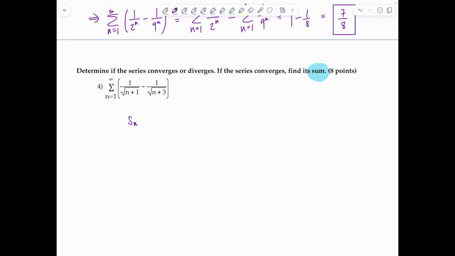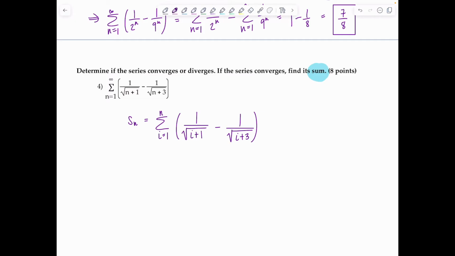Okay, so how do we find S sub n? It's the sum. We have to change our index of summation. Usually we use i, i equals 1 to n. Why do we do that? Because this is not an infinite sum. We're summing up the first n terms, so you stop at n. And then you replace n with i in the expression for the term. So we have 1 over rad i plus 1 minus 1 over rad i plus 3. Good?